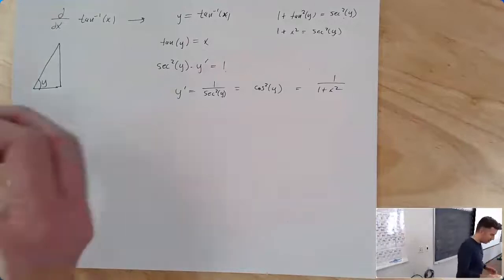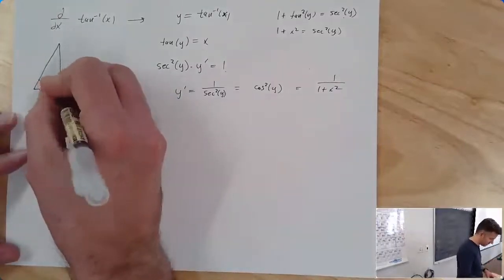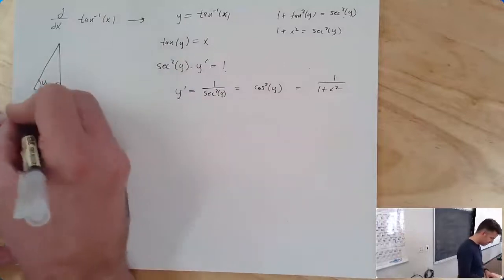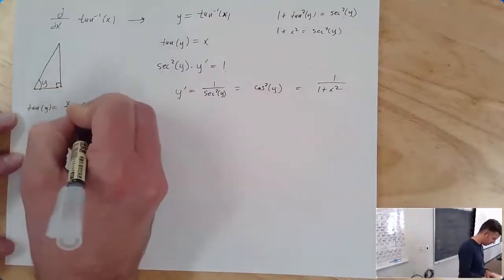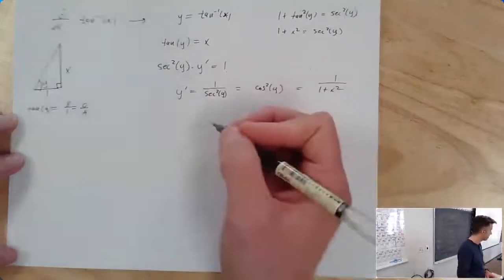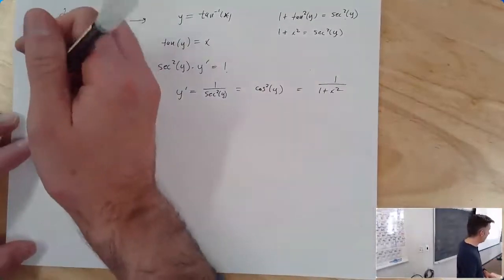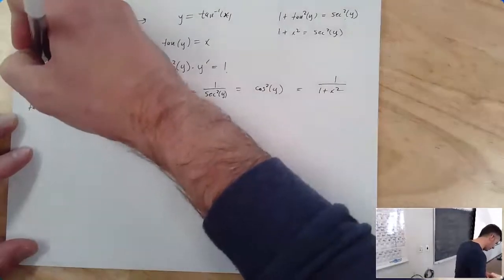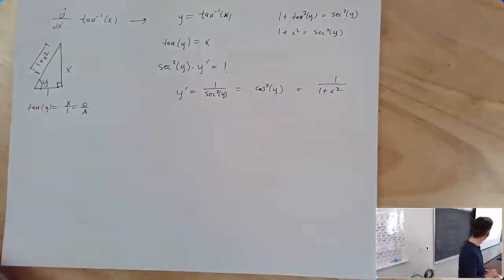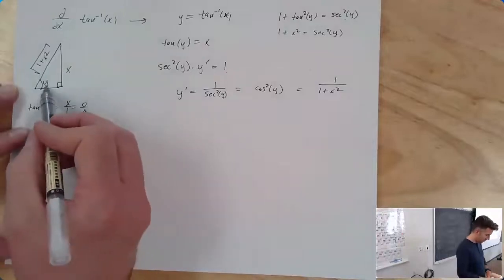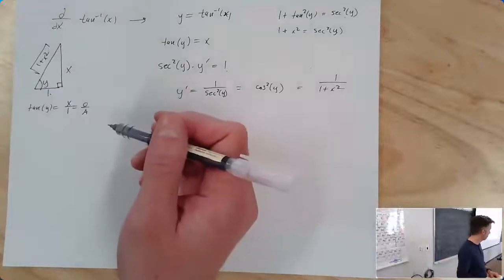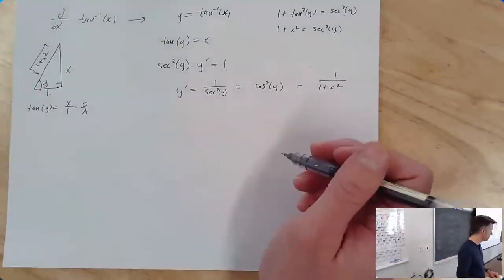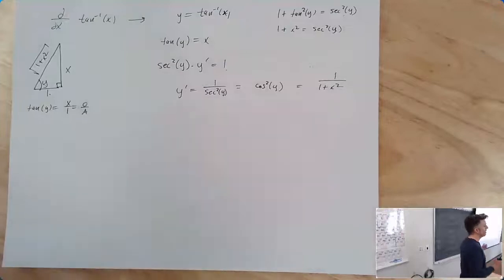I don't know why. It's easier to do a triangle thing, because for tangent of y equal to x, that means tangent of y equals x over 1 equals opposite over adjacent. And that third side, by the Pythagorean theorem, is just going to be the square root of 1 plus x squared. So cosine of y is 1 over that. So cosine squared is 1 over that squared, which is exactly 1 over 1 plus x squared. It's really the same thing. It's just a different way of viewing it.